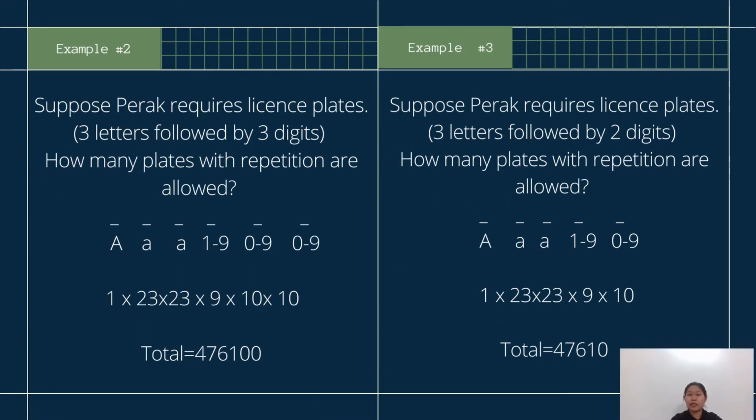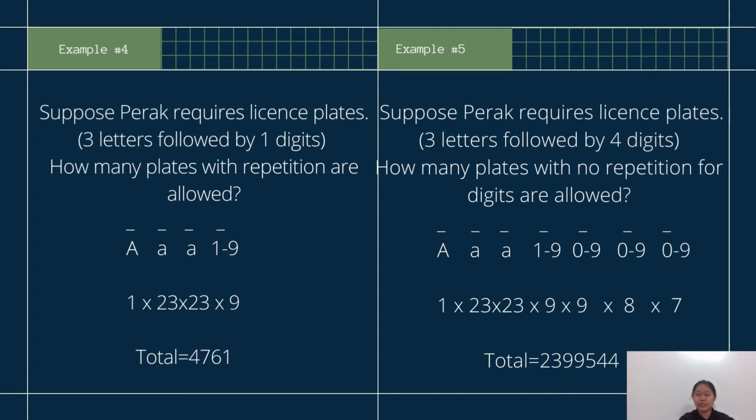For example 2, we assume that the number plates are 3 letters and 3 digits, with repetitions allowed, so the calculation is 1 times 23 times 23 times 9 times 10 times 10, with a total of 476100. For example 3, we assume 3 letters and 2 digits, with repetitions allowed, so the calculation is 1 times 23 times 23 times 9 times 10, with a total of 47610. For example 4, we assume 3 letters and 1 digit with repetition allowed. The calculation is 1 times 23 times 23 times 9, with a total of 4761.